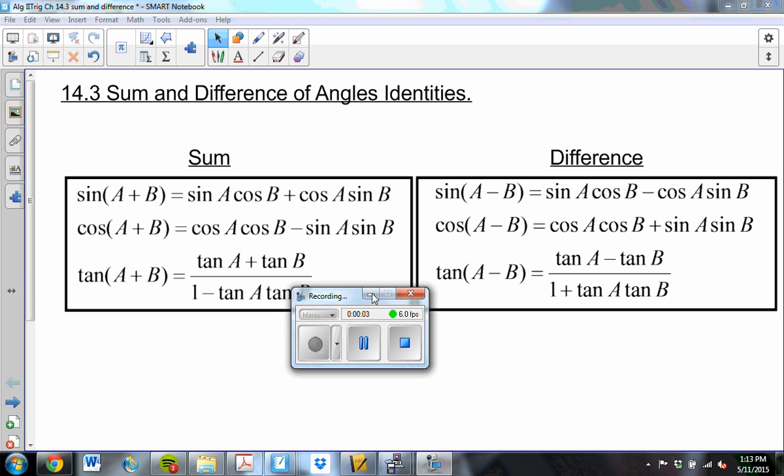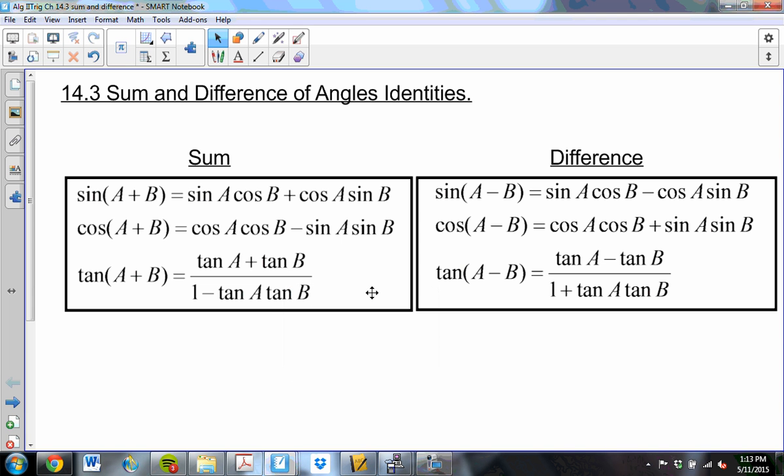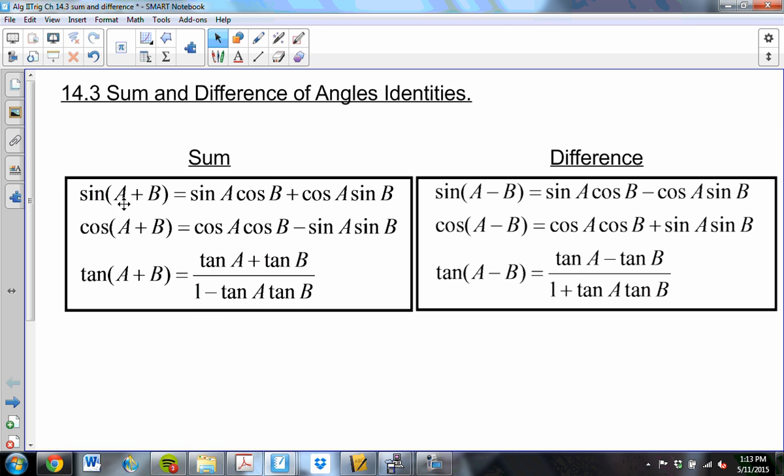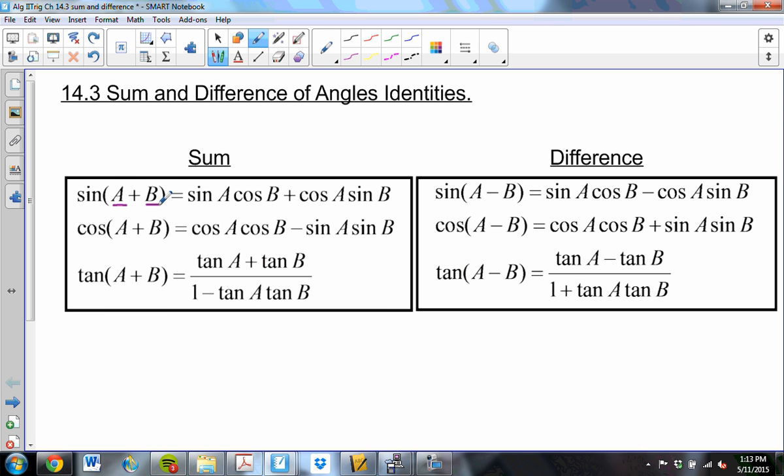14.3 is sum and difference angles, more trig identities for us to play with, things that I know that we love. If you have the sine of two angles being added together, like say I took an angle A and an angle B, and I added them up before I calculated their sine, that actually follows a formula: sine A cosine B plus cosine A sine B, where these two are being multiplied and these two are being multiplied.